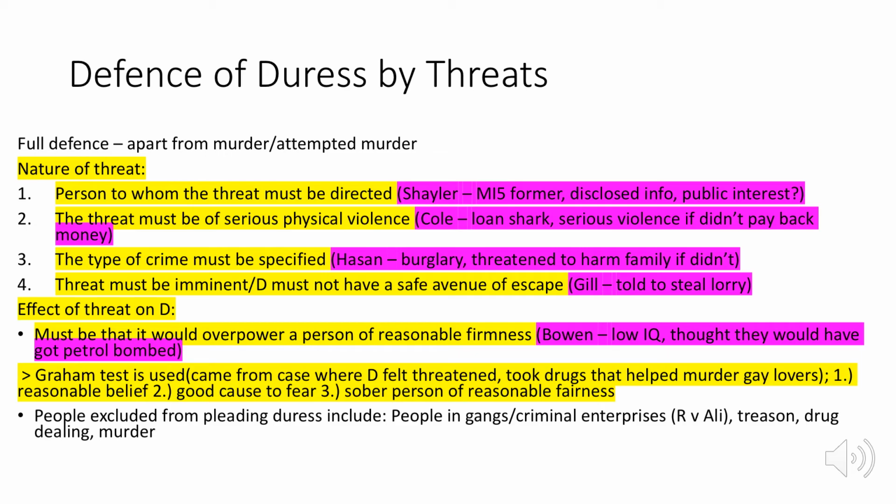Number 1, it must be a reasonable belief. Number 2, good cause to fear. And 3, a sober person of reasonable firmness. So those are the tests for the Graham test. People excluded from pleading duress include people in gangs, criminal enterprises, like in RV Alley, treason, drug dealing, murder.